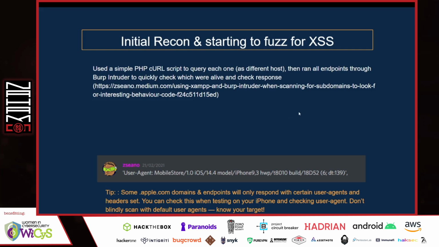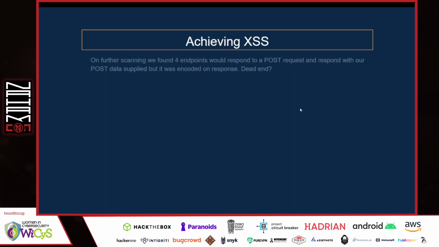So with Intruder going, one endpoint responded with an error expecting a post request. It literally said, error expecting post request. That's interesting to me. Let's check it out. On further scanning, we found 4 of these endpoints were responding to a post request. We tested it a little more, and whatever post data we gave it, it would literally spit out in the response. Except it was always URL encoded. It wasn't giving us straight HTML tags. We couldn't just get XSS.